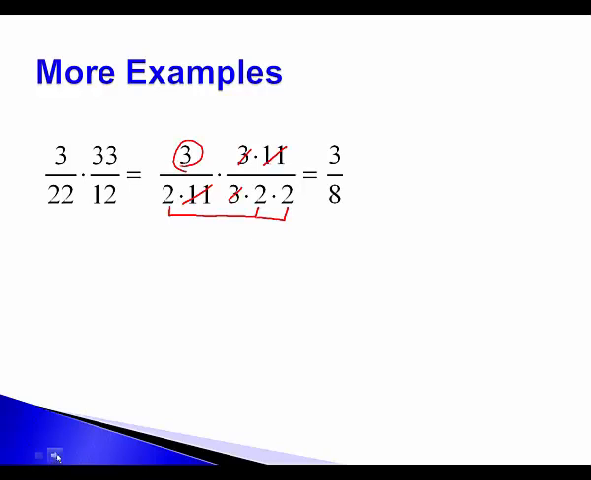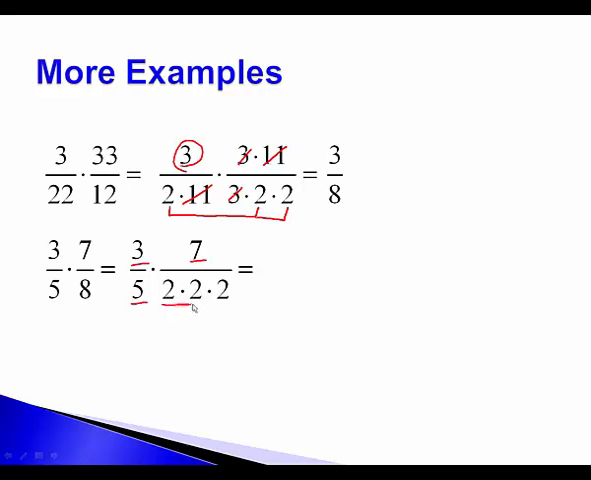Let's continue now with our next example. This time I have 3 over 5 times 7 over 8. So let's begin our process. We will factor all of our numerators and denominators. Well, the 3 was prime, the 7 was prime, the 5 was prime, and I did factor this. This time I want you to notice there's absolutely nothing that can be removed.